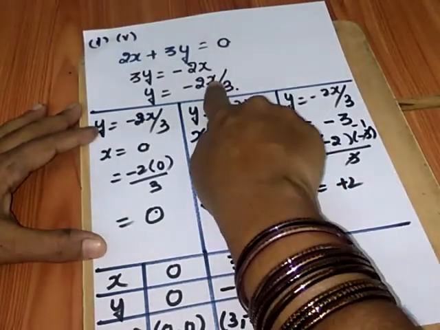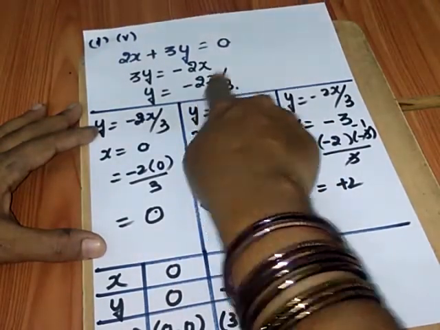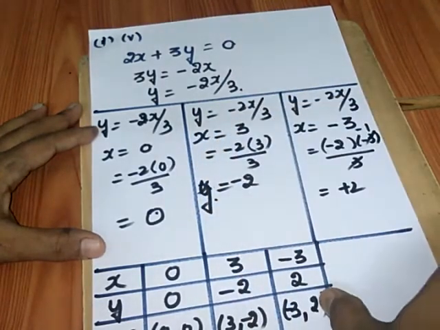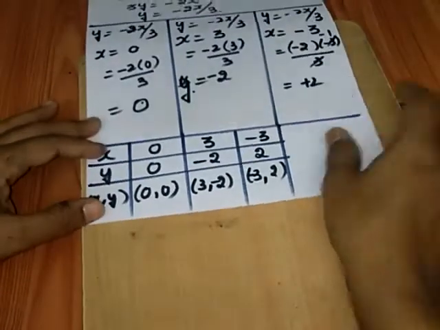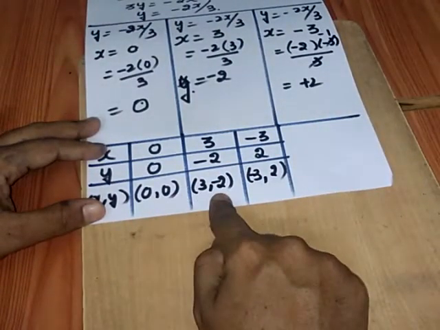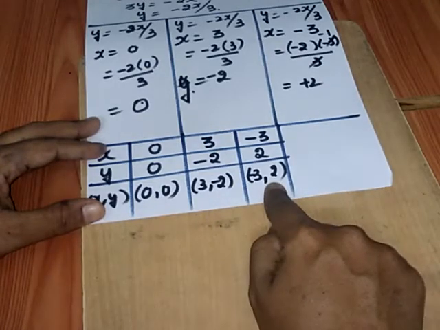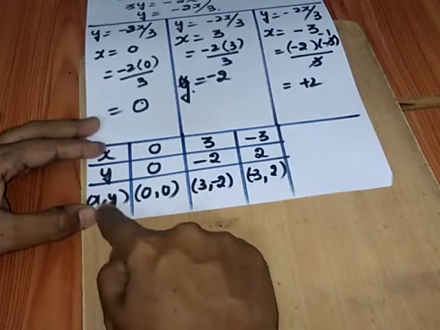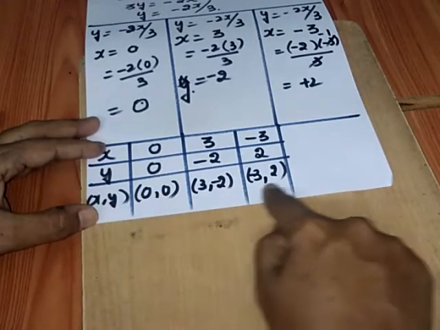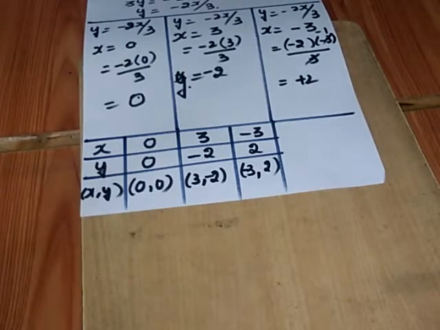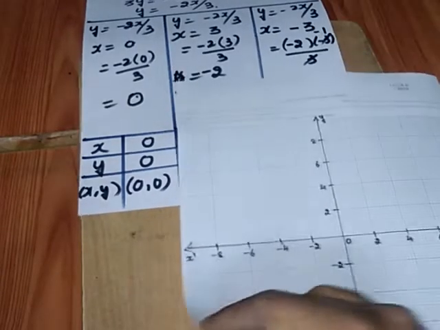Whenever I have the value of x, what I have taken, I have decided based on the denominator 3. So now I need to mark these 3 points on the graph. First is 0 comma 0, next is 3 comma minus 2, and next is minus 3 comma 2. Here I have made one more column x comma y to make you sure what points ought to be plotted on the graph sheet. Let me move on to the graph sheet. Question number 5.